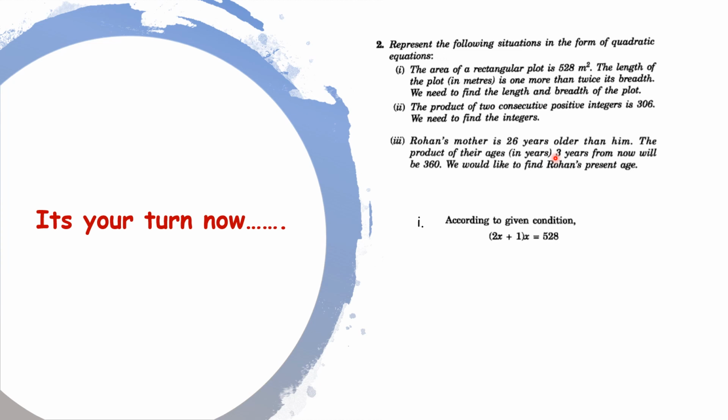You have to be very clear. Then if you multiply those two, the product is 360. So Rohan's age is x plus 3 and Rohan's mother's age is x plus 26 plus 3, that is x plus 29. Product is nothing but 360. So x plus 3 into x plus 29 is equal to 360. Solve, you will get a quadratic equation. Will you try this and share your answers, children?